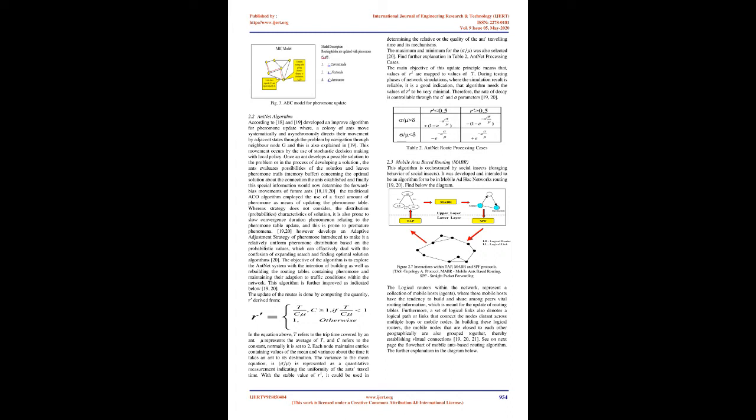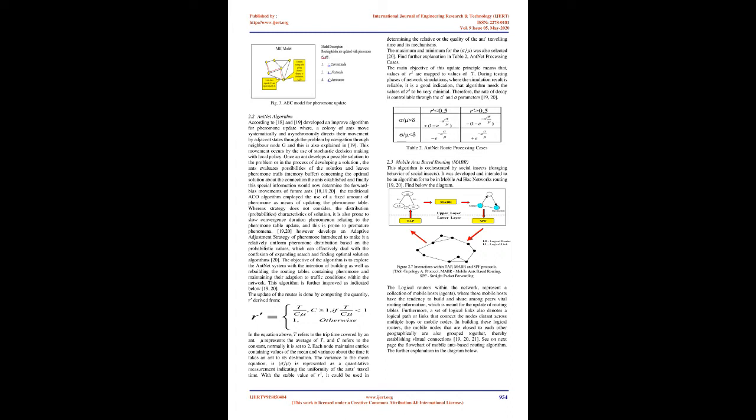[18, 19, 20] The traditional ACO algorithm employed a fixed amount of pheromone as a means of updating the pheromone table. Whereas this strategy does not consider the distribution, probabilities, and characteristics of the solution, it is also prone to slow convergence relating to the pheromone table update, and prone to premature phenomena. [19, 20] however develop an adaptive adjustment strategy of pheromone, introduced to make it a relatively uniform pheromone distribution based on the probabilistic values, which can effectively deal with the confusion of expanding search and finding optimal solution algorithms.